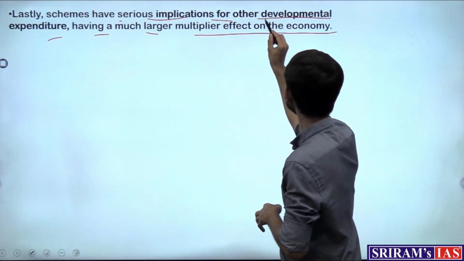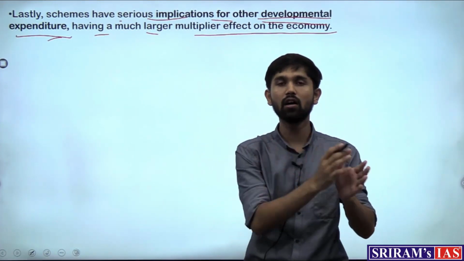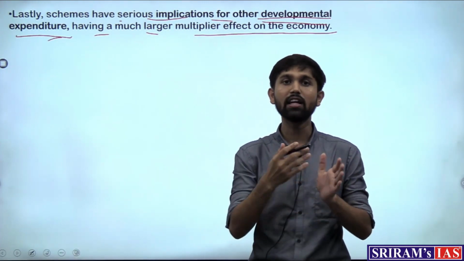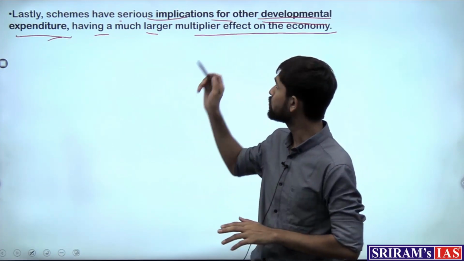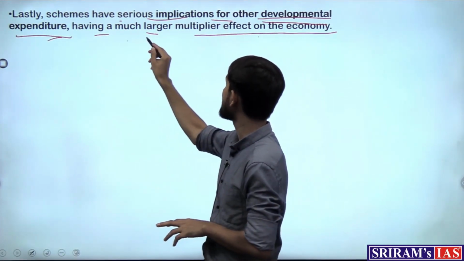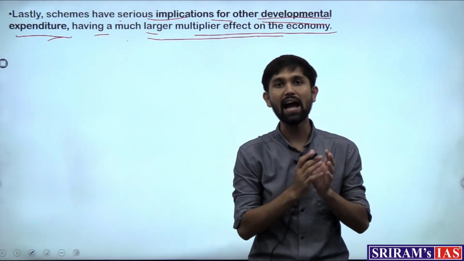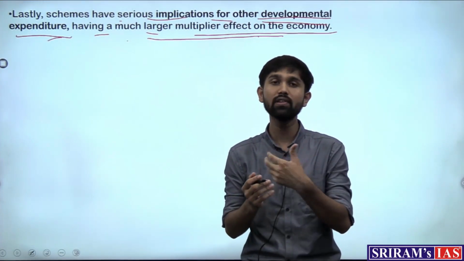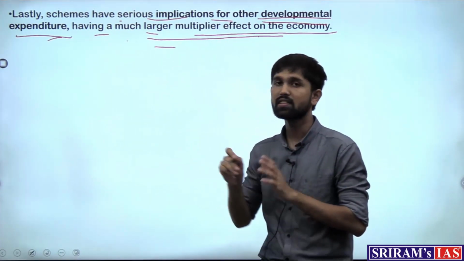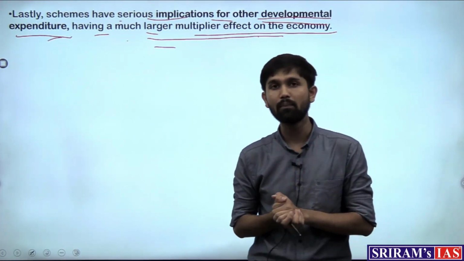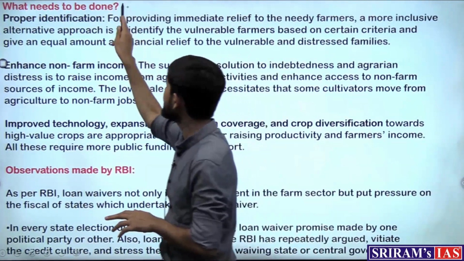Will this not decrease the development expenditure, or that money which was to be spent on increasing the assets or building the infrastructure in the state? It would deflect the money from there, and therefore this has a much larger multiplier effect on the economy, where not just the act of waiving the farm loans, this creates a ripple effect on other aspects as well, and that is why these are serious drawbacks of the farm loan waiver scheme. All right, then what needs to be done?